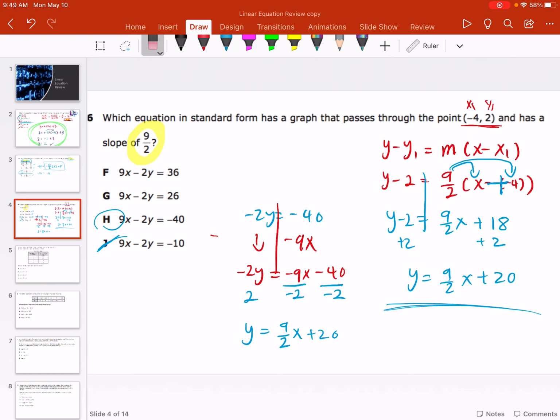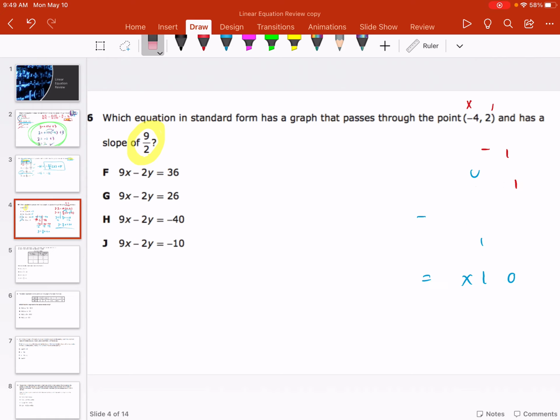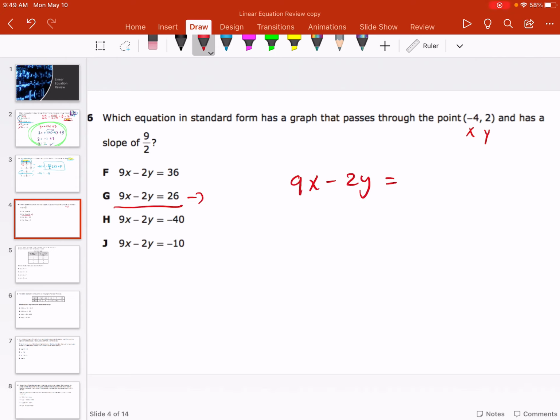Now, of course, I will teach you the cheating method as well, okay? Let's say you don't want to do this. You just want to check simple answers. So this is what you can do. Same thing. This one is an x, this one is a y, right? So let me use this number. So 9x minus 2y equals 26.